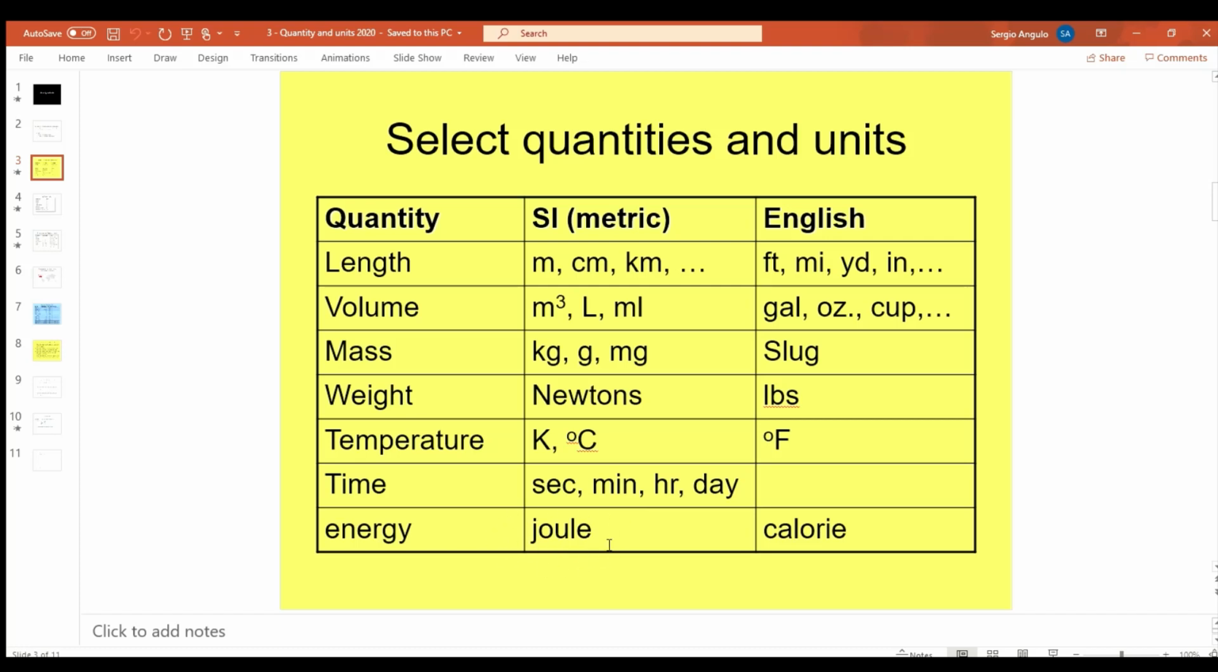This one's named after a guy named James Prescott Joule, just like the newton is named after Isaac Newton. By the way, the calorie is not exactly the same calorie that you find on the food packaging. It is, but it's kind of not really a calorie. It's a kilocalorie on food packaging. A kilocalorie is 1,000 calories.